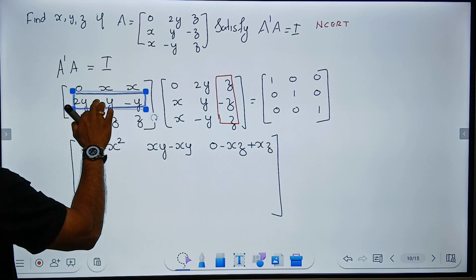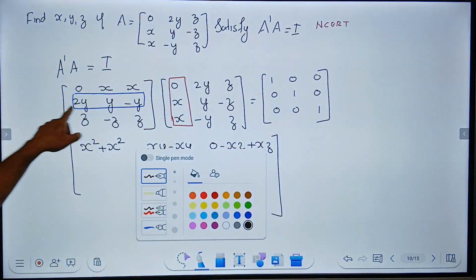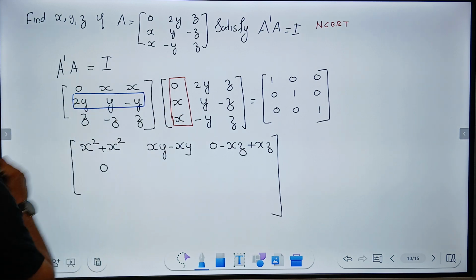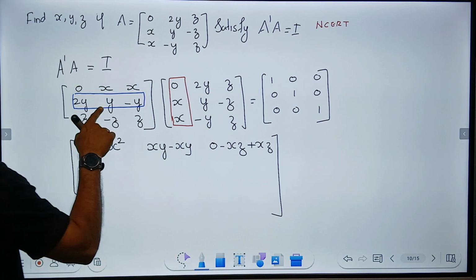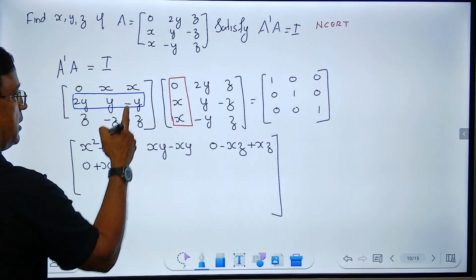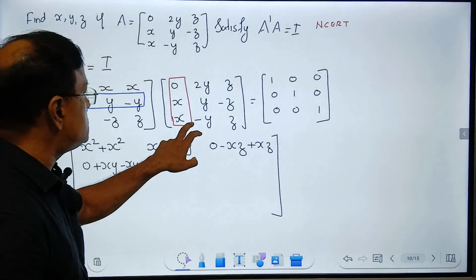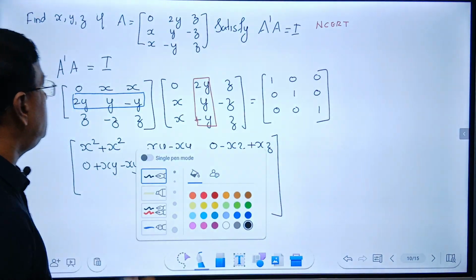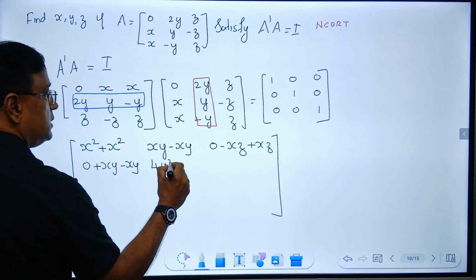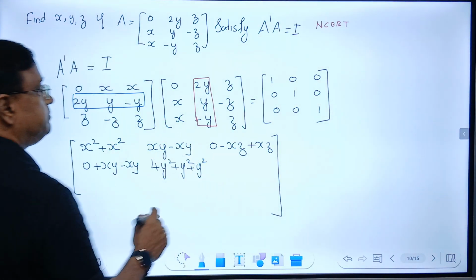Now reinitialize this to the second row and bring this back to the first column. So how do you multiply now? Second row, first column. 2y into 0 is 0. y into x is xy. And minus y into x is minus xy. Now shift this to the next one. So what do you get here? 4y square plus y square, and minus y into minus y is plus y square.